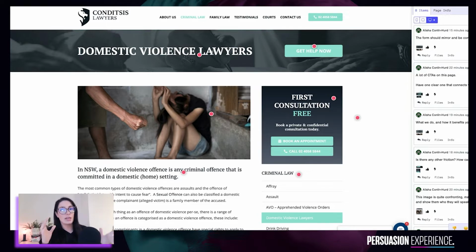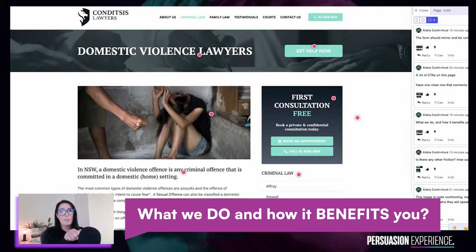Now, when we start looking at the hierarchy of the page and moving down the page, this is your headline and it just says domestic violence lawyers. Okay, and so when we're looking at this page, remembering that it's our salesperson or our appointment setter, we're going to think of it from the target market's point of view. So what? Who cares? What's in it for me? Domestic violence lawyers who do what? So you could easily change this headline to be what we do and how it benefits you.